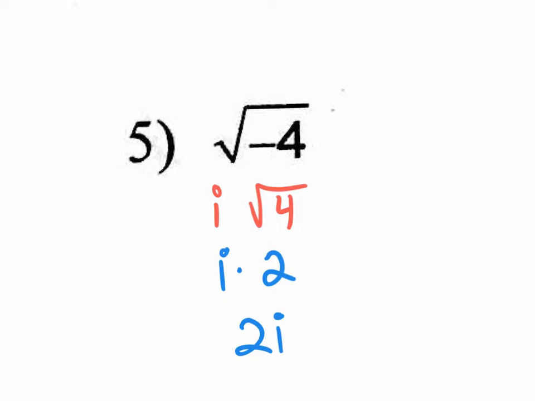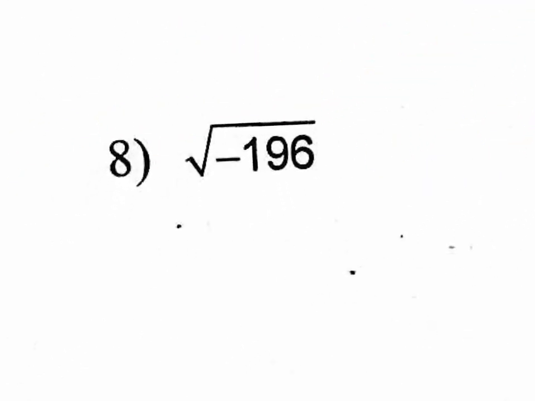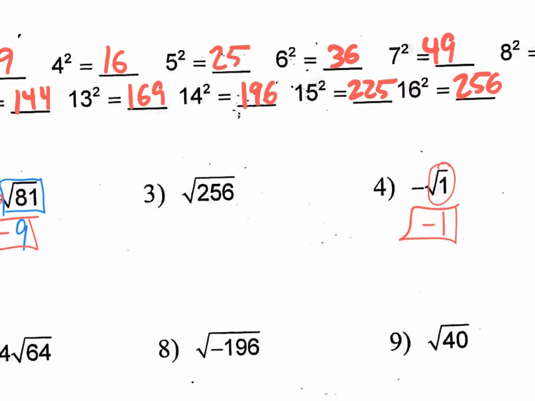Okay. We also had another negative one, right here, number 8. Now, thank goodness we actually did the perfect square numbers above, because right here you could see that 196 is really 14 squared. Right? So what's the answer right here to the square root of negative 196? It's going to be 14i. Okay, so those are pretty easy.